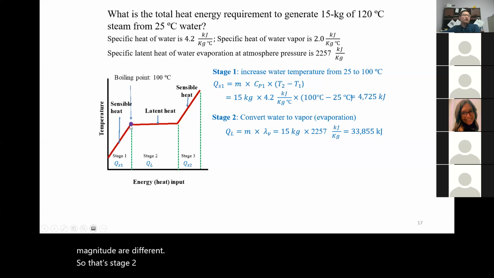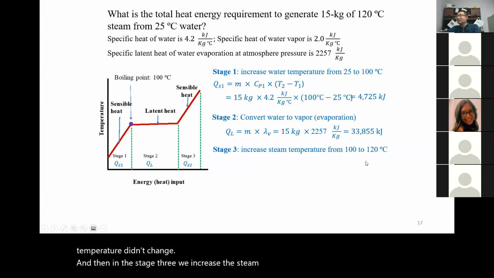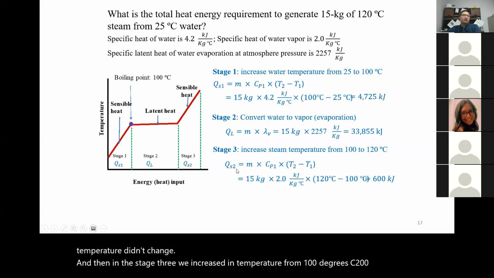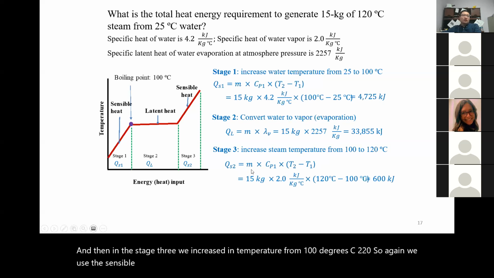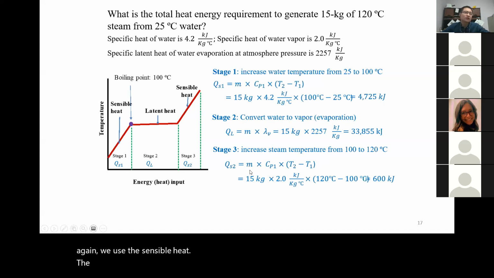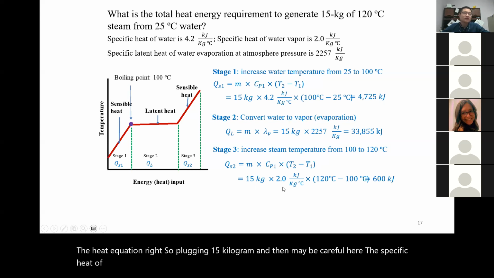So we basically converted all the water from liquid to gas, but the temperature didn't change. And then in stage 3, we increased the steam temperature from 100 degrees C to 120. So again, we use the sensible heat equation, right? So plug in 15 kilograms, and then be careful here. The specific heat of the vapor is different. So we give you the vapor specific heat is 2.0. So in this case, you get 600 kilojoules.